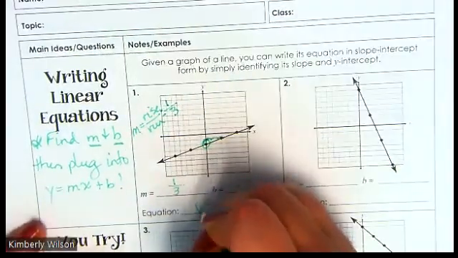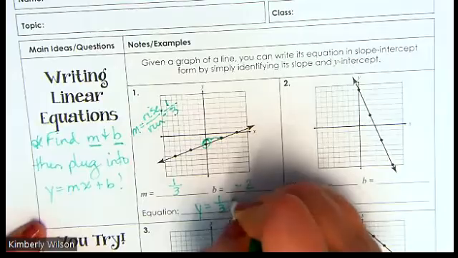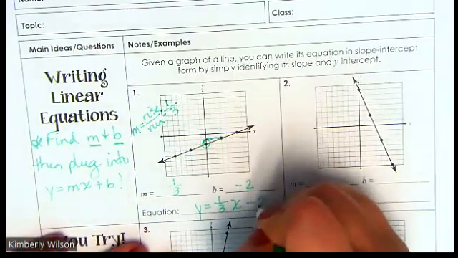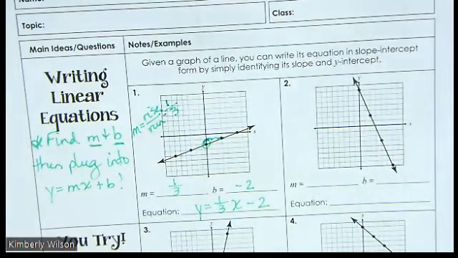So I have y equals 1/3 x. Don't forget the x. A lot of people forget the x. Minus 2. Okay, next example.